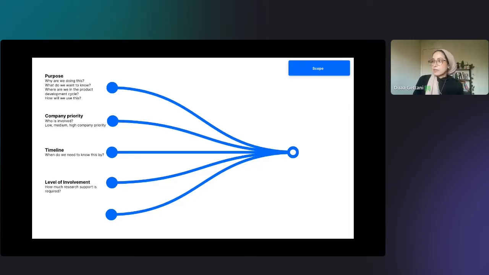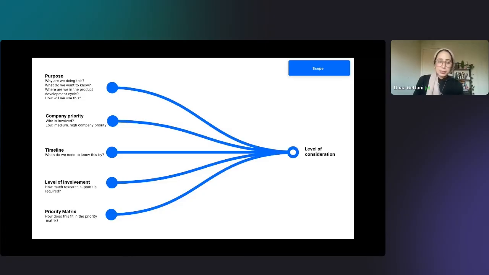The level of involvement: how much research support is required? Is this something that research can just support by reviewing research plans or helping in other ways? Or is this something that requires research's full level of involvement?